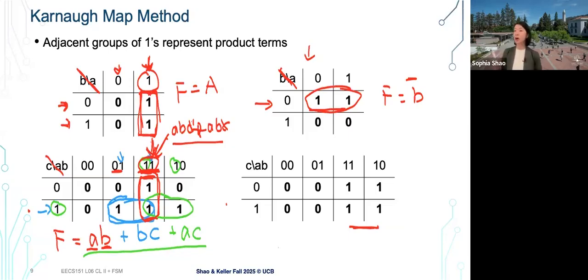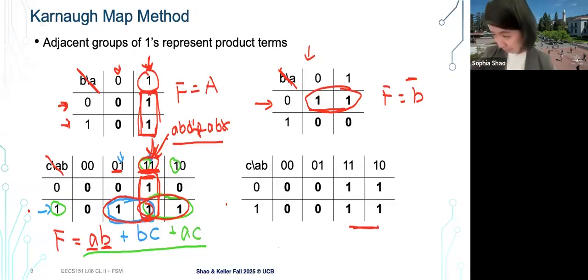Yeah, so it's always a power of 2 because you actually want to do elimination. Remember the uniting theorem: you have 2 terms, and if one term is complementary to the other, it can be eliminated, right? So you always look for the power of 2. But you can reuse terms, right? You can certainly reuse a term to form more circles to be eliminated.